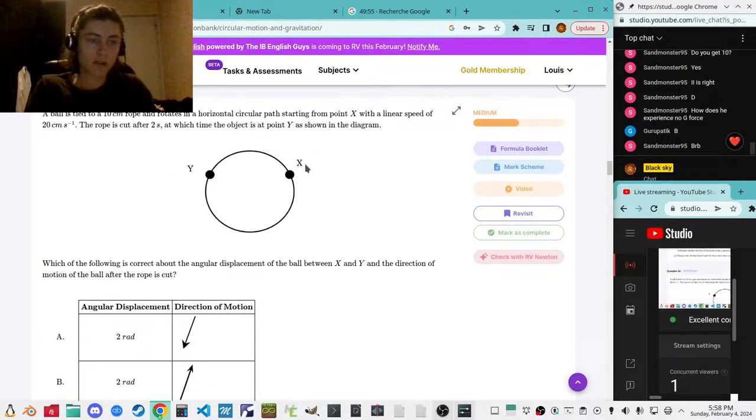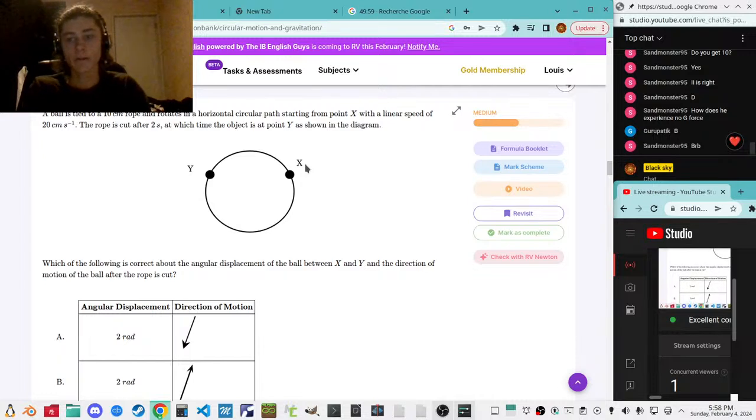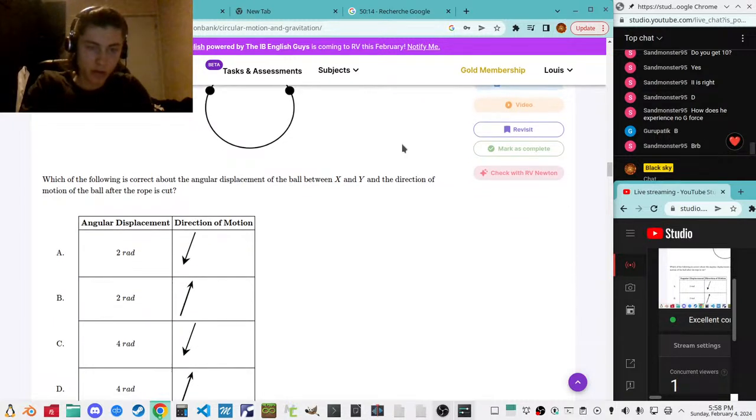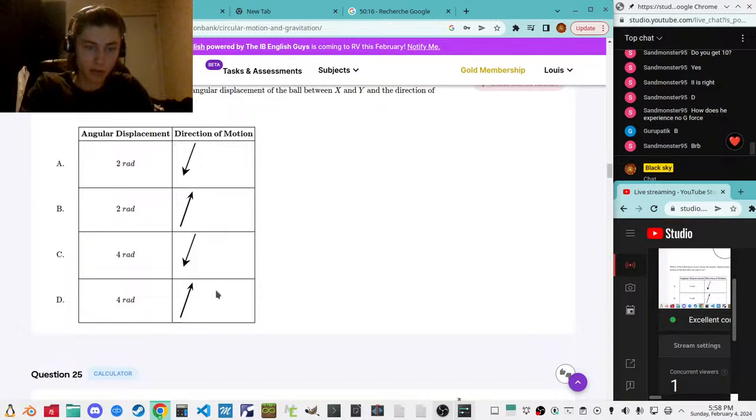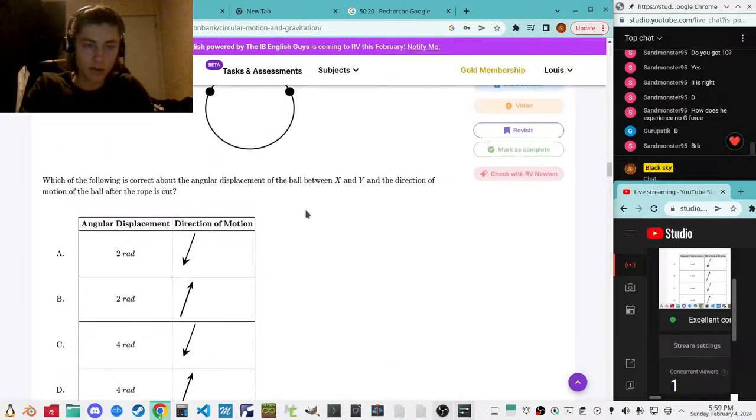A ball is tied to a 10 centimeter rope and rotates in a circular path, starting from point X with a linear speed. The rope is cut after 2 seconds, at which time the object is at point Y as shown in the diagram. It's going to be this or this. Angular displacement between X and Y.